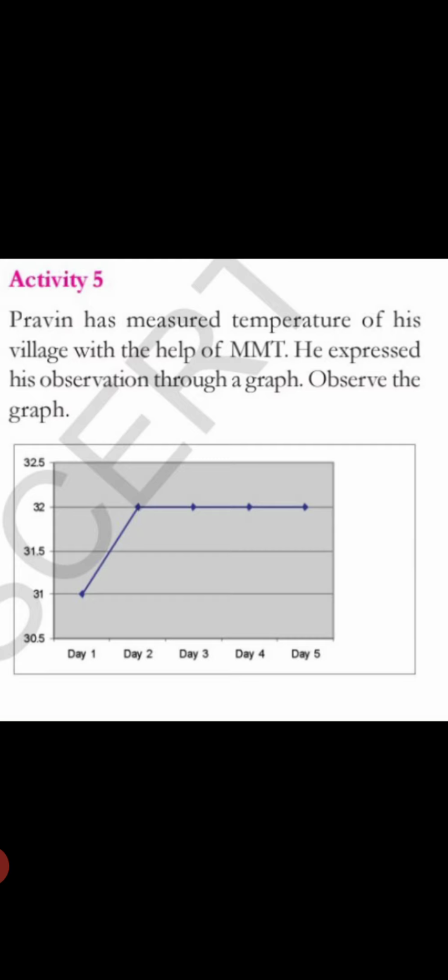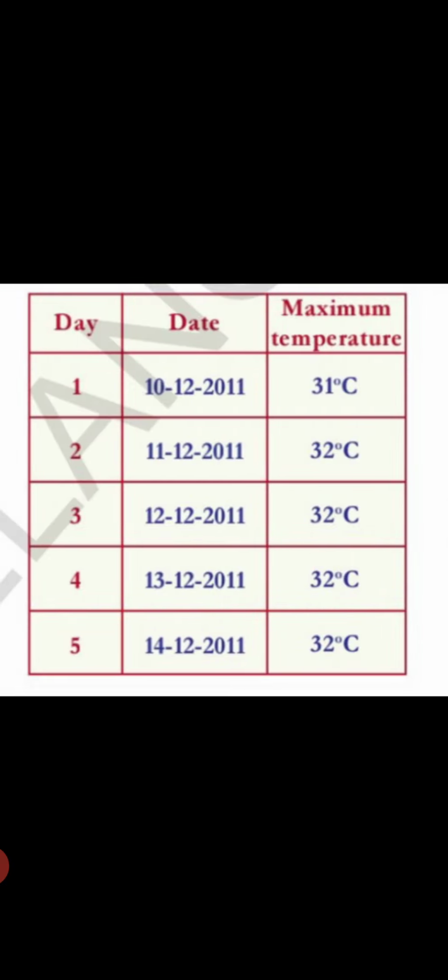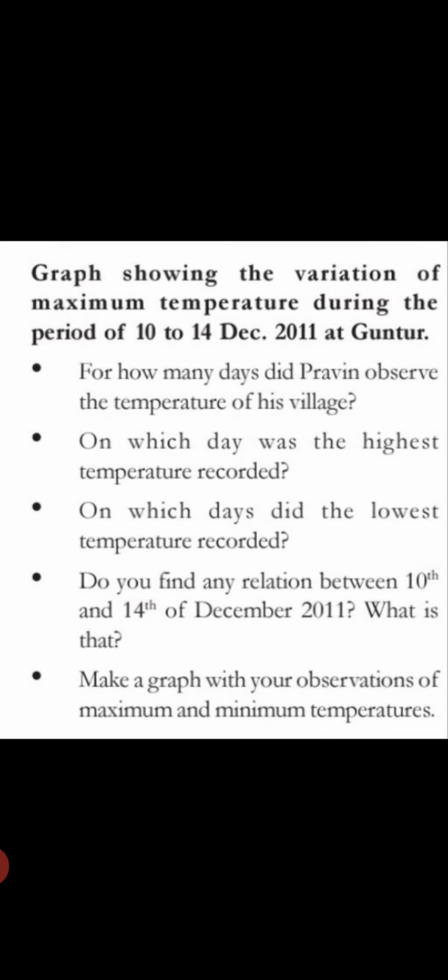Day 2, day 3, day 4, day 5, it was completely 32 degrees centigrade. This is the maximum temperature or the minimum temperature, whatever he measured. See, day, date, maximum temperature. The maximum temperatures he measured. So first day 31 degrees centigrade, remaining all 32 degrees centigrade. The graph shows the variation of maximum temperature during the period of 10 to 14 September 2011 at Guntur.